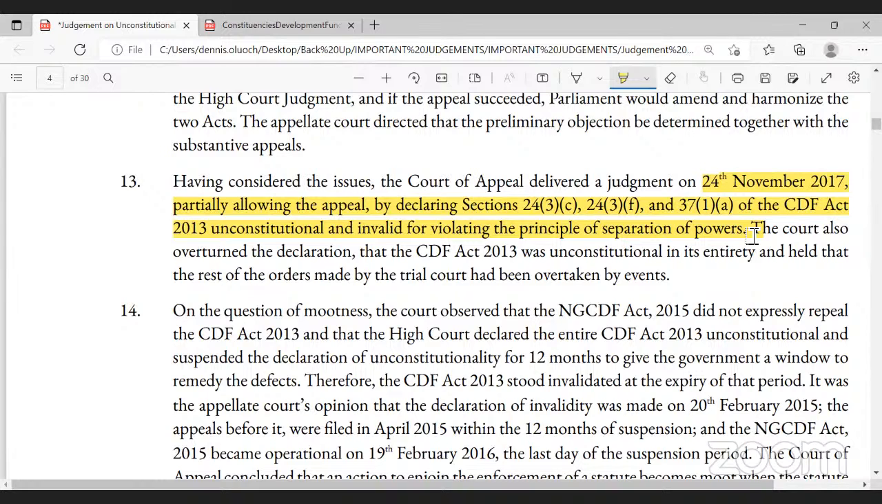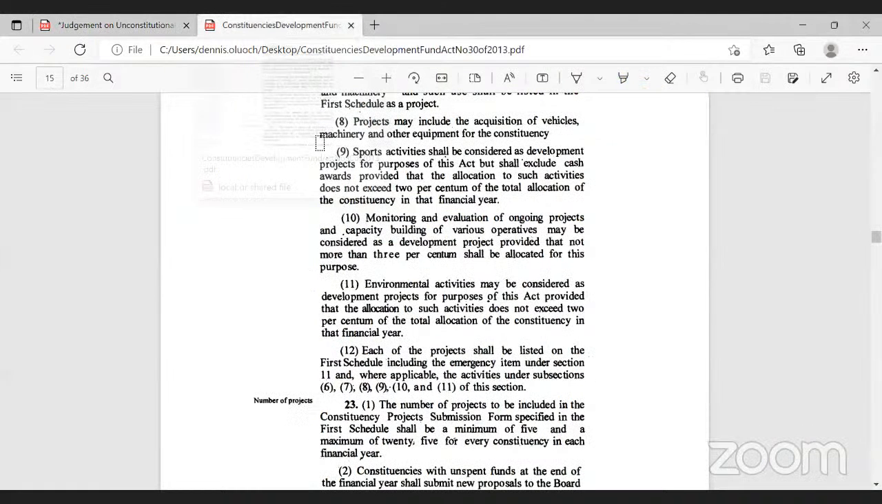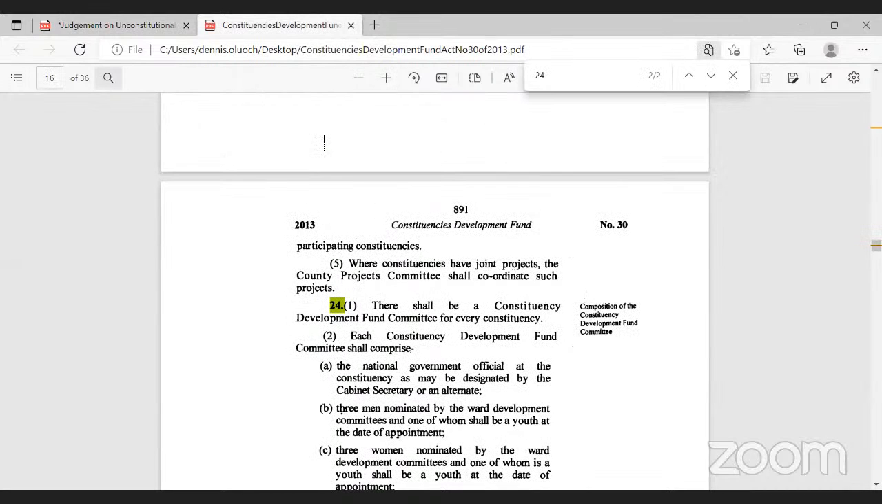Let us just narrow down and focus and understand really what happened. We have had the second ruling where those three sections have been declared unconstitutional. But I want us to see those three sections so that we are able to understand. So that is section 24. Let me just search 24 here. This is the act itself, and you can see section 24.